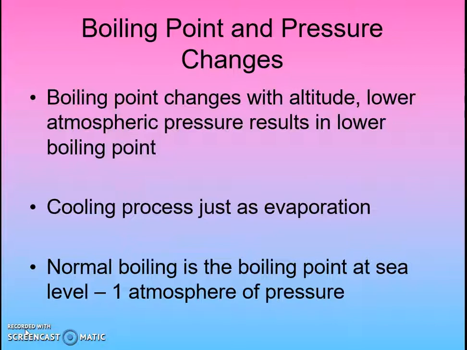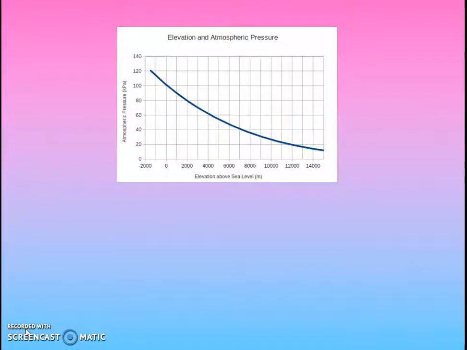The normal boiling point for any given liquid is what its boiling point is at one atmosphere pressure, that standard pressure as we already discussed. So again, water at 1 atmosphere pressure or 101.3 kPa, or at 760 millimeters of mercury, has a boiling point of 100 degrees Celsius. So here we see how the elevation relates to atmospheric pressure.